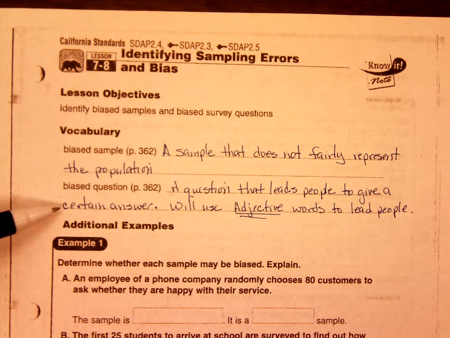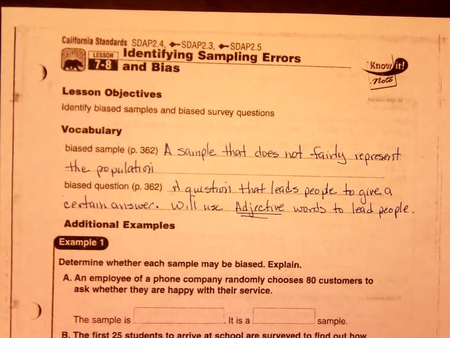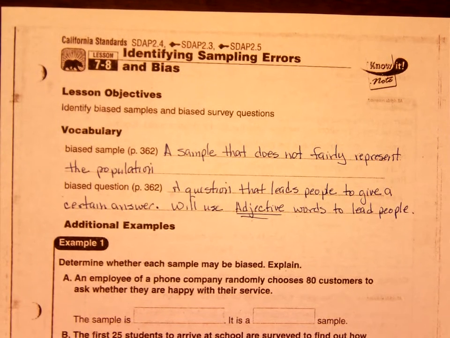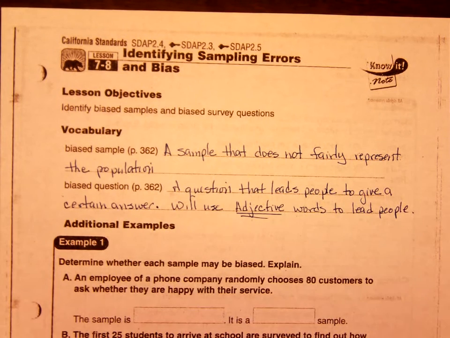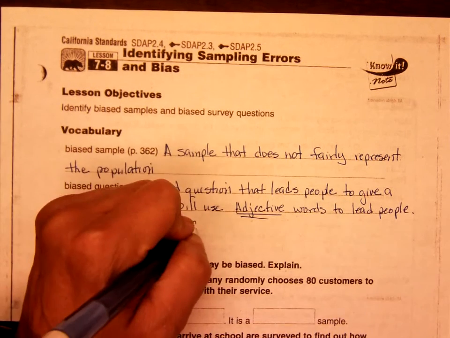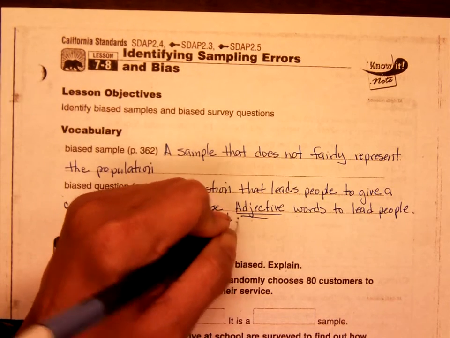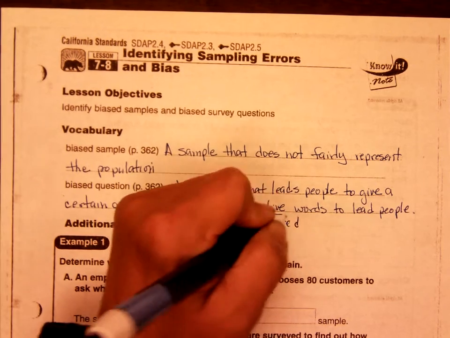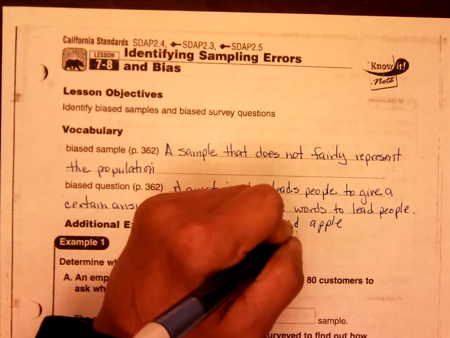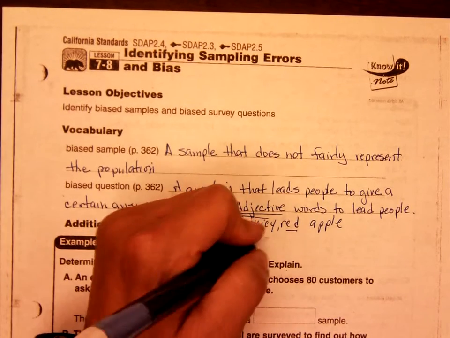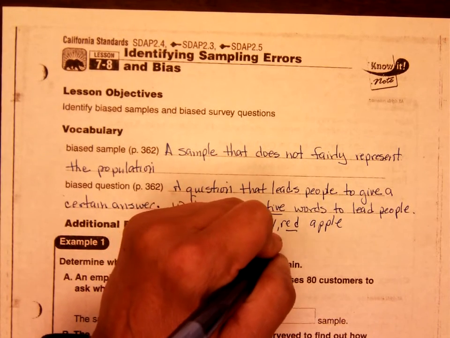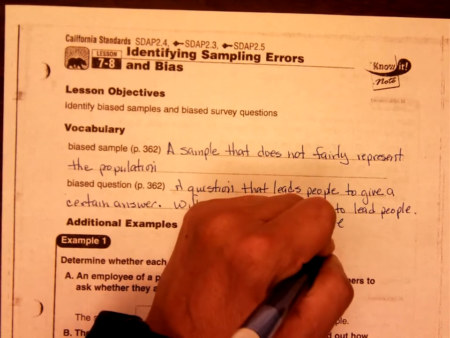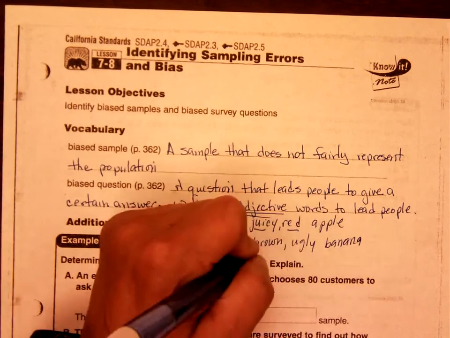We'll use adjective words to lead people. You should know that adjective words are words that describe a noun. If you said red apple, red is an adjective word. An example could be juicy red apple, so your adjective words are juicy and red, or you might say brown, ugly banana, and brown and ugly are your adjective words.